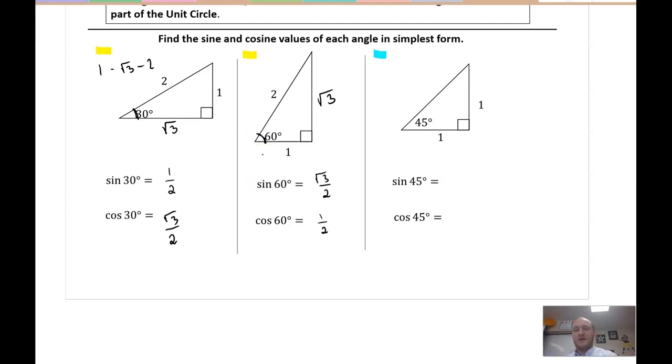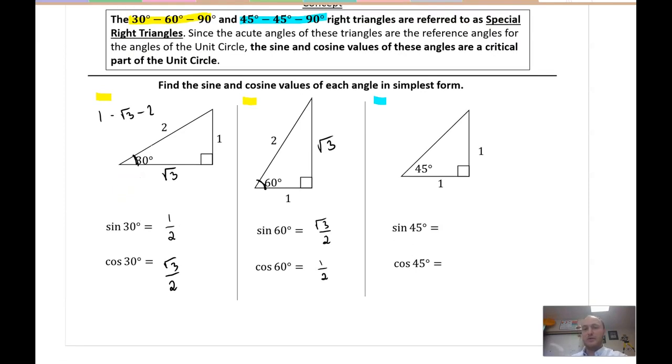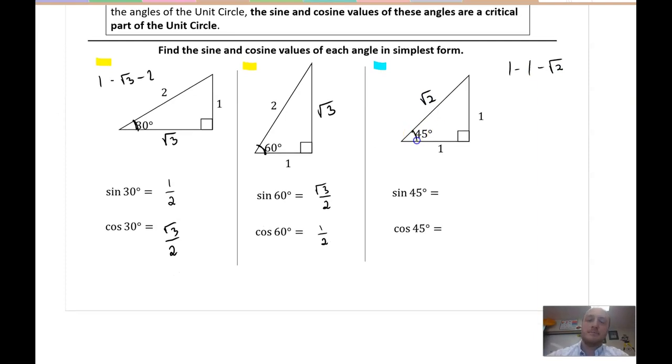Okay, 45, 45, 90. The relationship for a 45, 45, 90 triangle, since it's an isosceles triangle, is 1, 1, and then the Pythagorean theorem gives you √2. So 1, 1, √2. If I want sine, that's opposite over hypotenuse, which gives me 1 over √2.